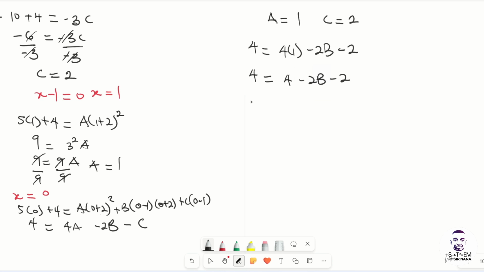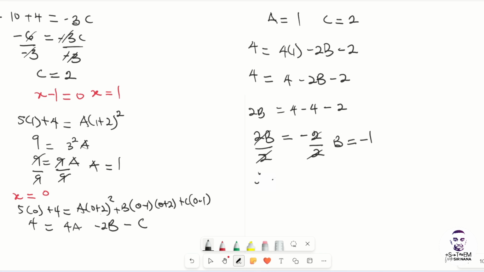So we can have 2b, where we move the b to this side, is equal to 4 minus 4 minus 2. So it means that 2b becomes equal to negative 2. 4 minus 4 goes to 0. So we divide both sides by the coefficient of b, which is 2. And that implies that our b becomes equal to negative 1.